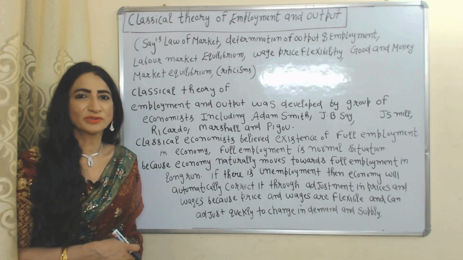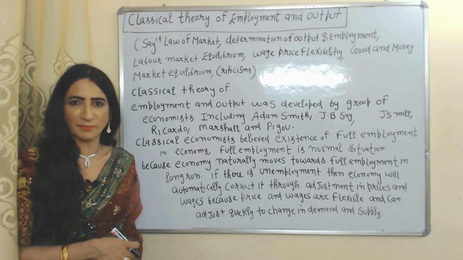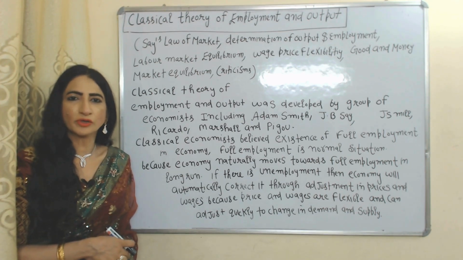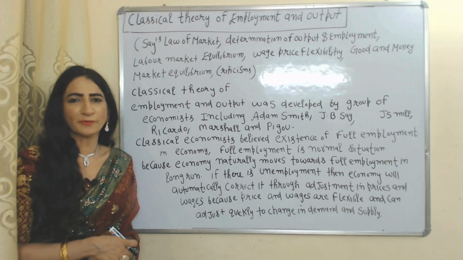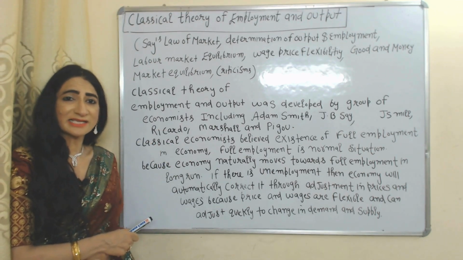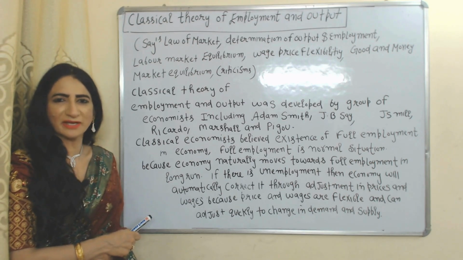Today we are going to talk about classical theory of employment and output. Classical theory of employment and output is given by a group of economists including Adam Smith, J.B. Say, J.S. Mill, Ricardo, Marshall and Pigou.